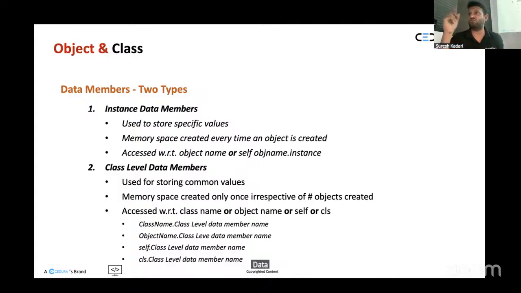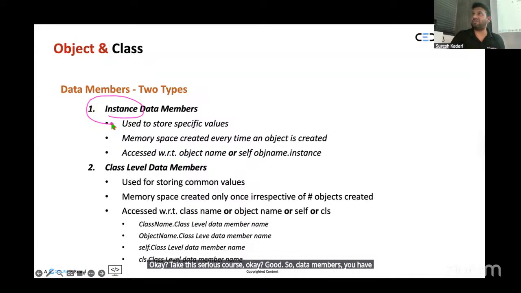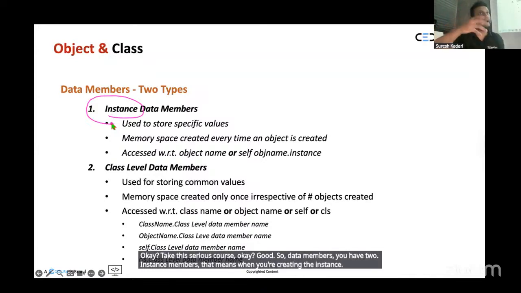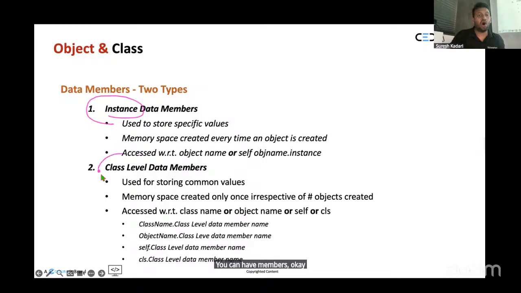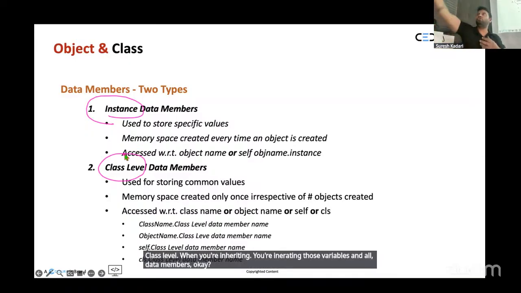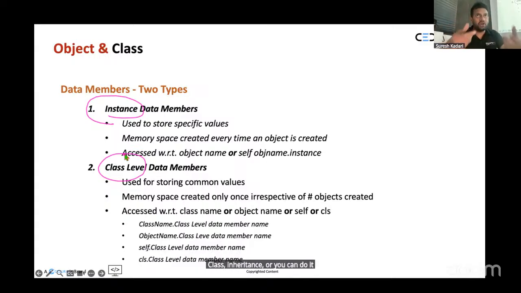Data science, data analytics course, beautiful course. From here, you will have your own objects and properties. So take this course once and for all. Inheritance is done. Regarding data members, you have instance members, which means when you create the instance, you can have members. Or you can have class level members when you inherit those variables. So you can get some from class inheritance, or you can do it at the instance level when you're creating.